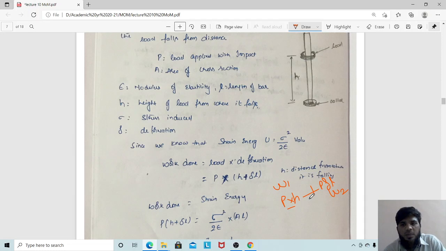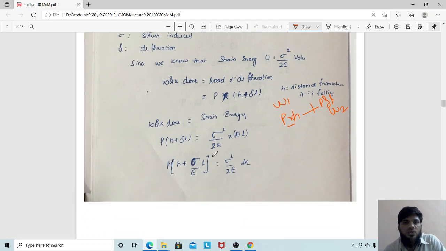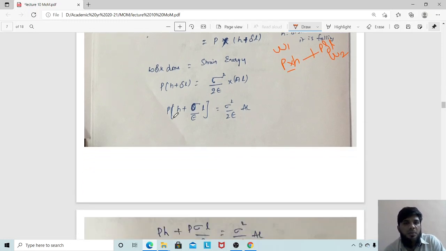P into H plus P into delta L, that is nothing but W1 plus W2. So work done is equal to strain energy. This work done should be equal to the strain energy, that is P into H plus, since both have P common, I can take it as H plus delta L, that is equal to sigma square by 2E into AL. Now multiply this P inside, that is PH plus P into delta L.